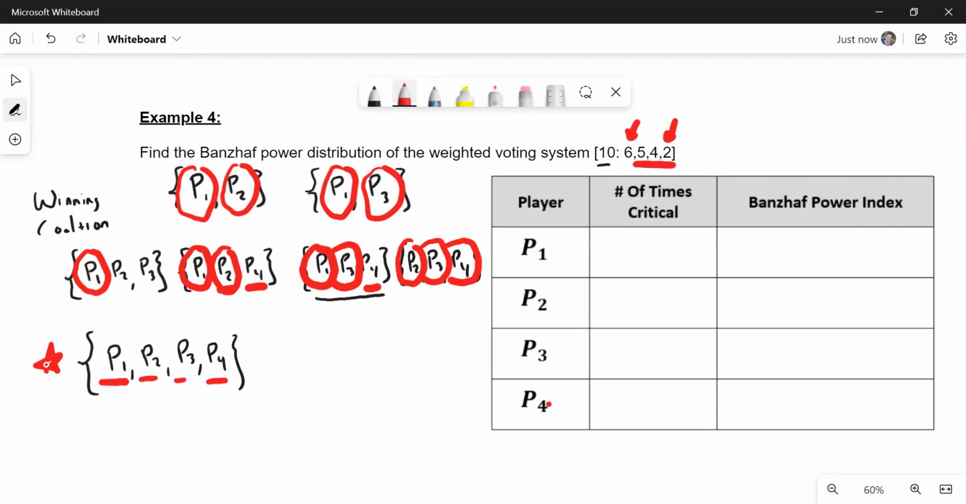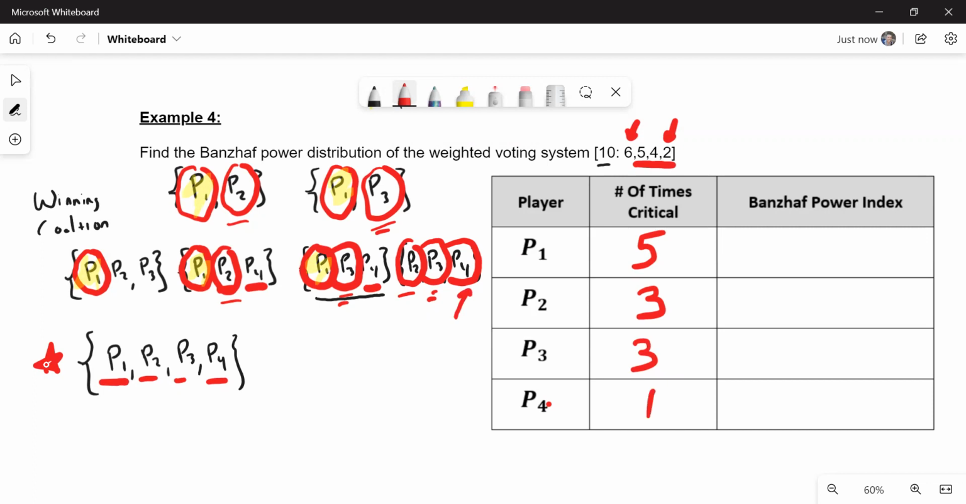All right, so if we add up all the times player 1 is critical, let's see. We got 1, 2, 3, 4, 5, quite a bit. All right, so that's 5 times. All right, player 2, let's see. We got 1, 2, 3 times right there. Player 3, 1, 2, 3. And player 4, just 1 time right there.